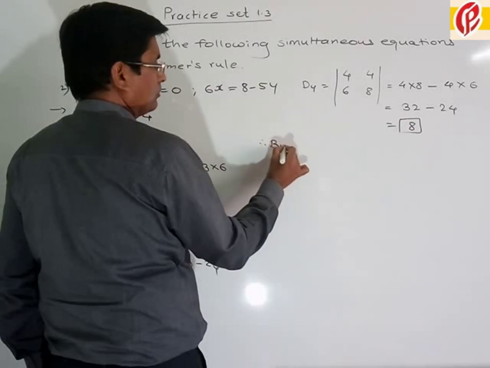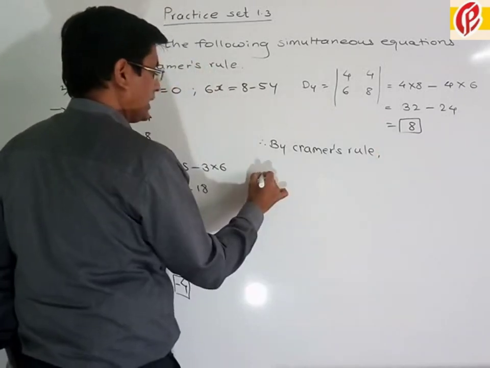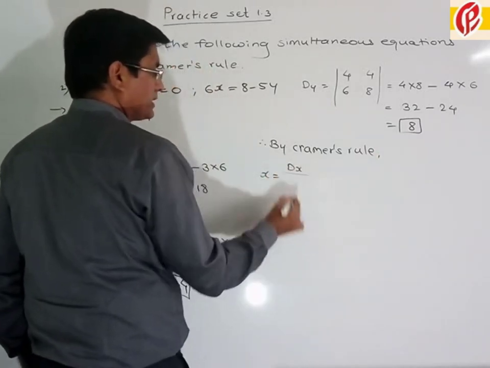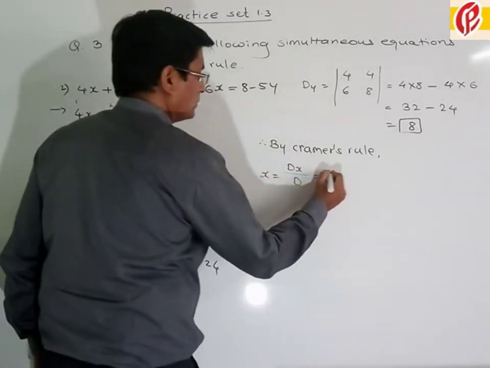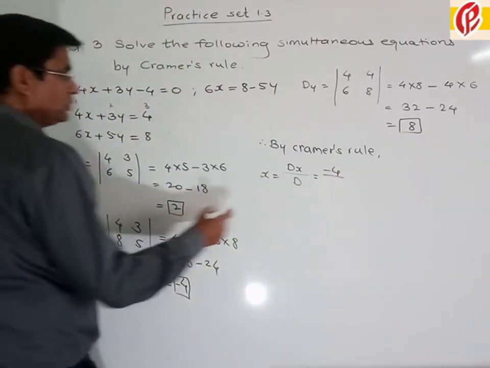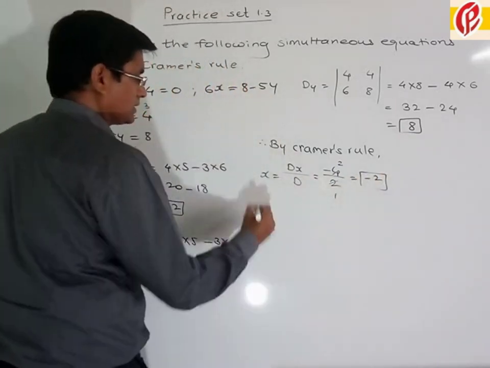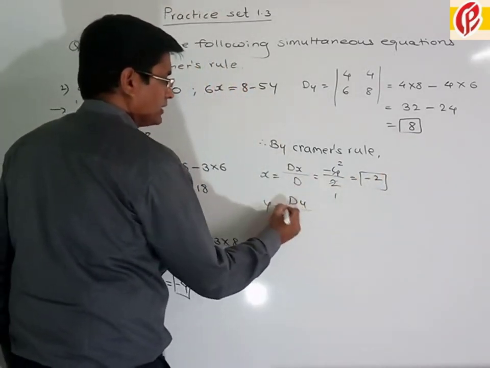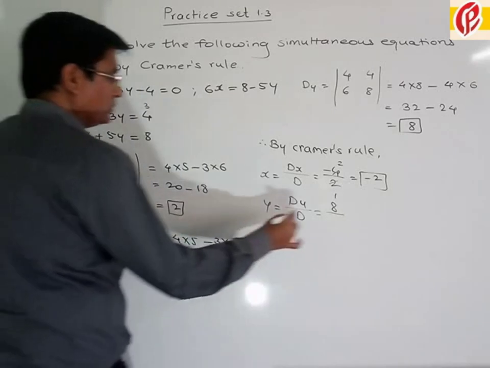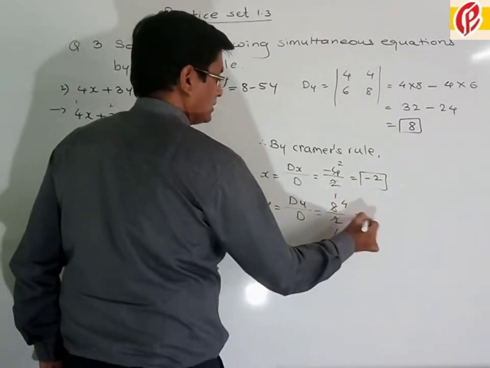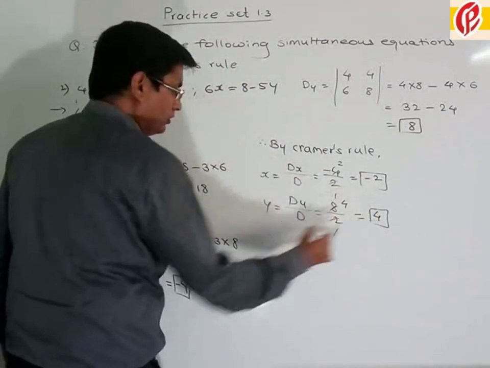Therefore the next step is, by Cramer's rule, first is x. The formula is x is equal to dx upon d. What is the value of dx? It is minus 4 upon, what is the value of d? 2. So 2 1s are 2, 2 2s are 4. The answer is minus 2. Next is y. The formula is dy upon d. What is dy? 8 upon d is 2. So 2 1s are 2, 2 4s are 8. So the answer is 4. So we get the value of x as minus 2 and the value of y as 4.